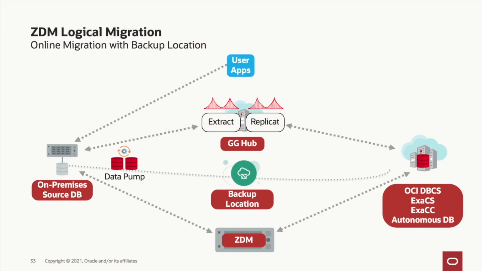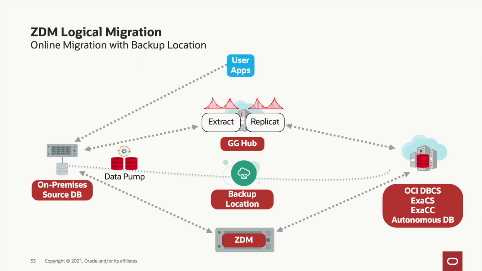Here we have an overall diagram on how ZDM logical online migration with the backup location would work. So let's see each one of the components. We have the ZDM service node. We have then the on-premises source database and the target database in the cloud. ZDM connects to both, of course.